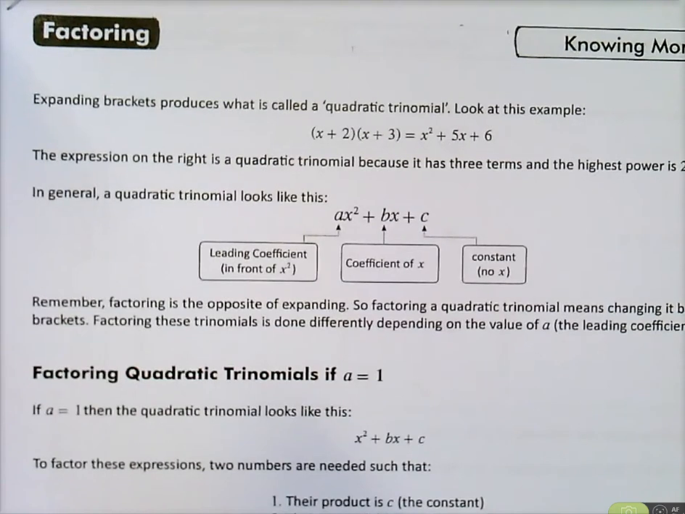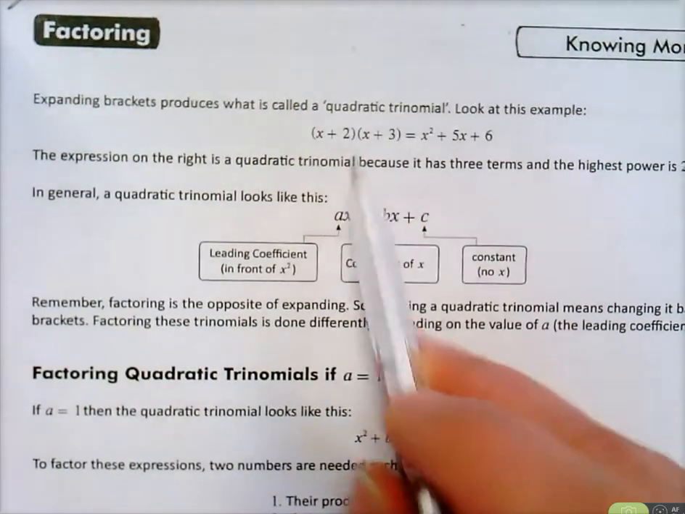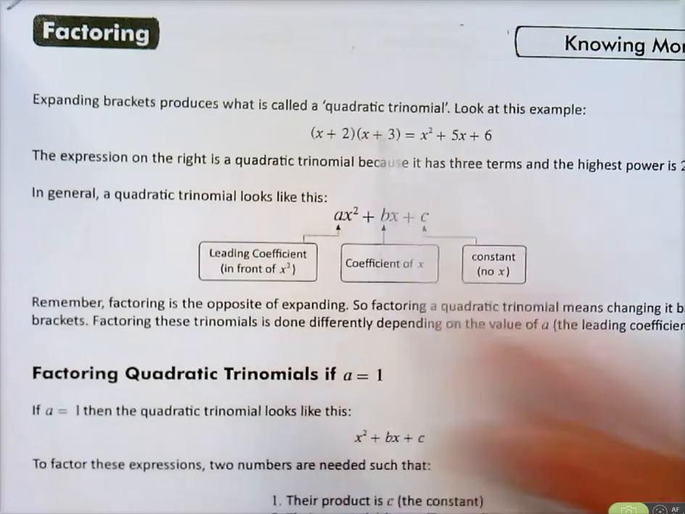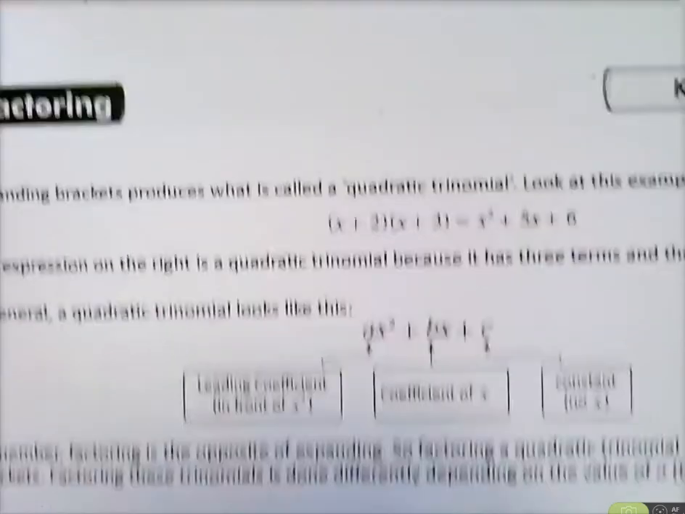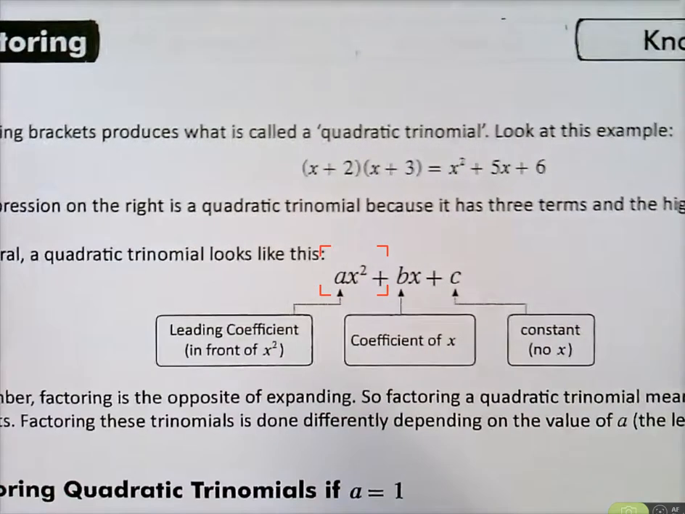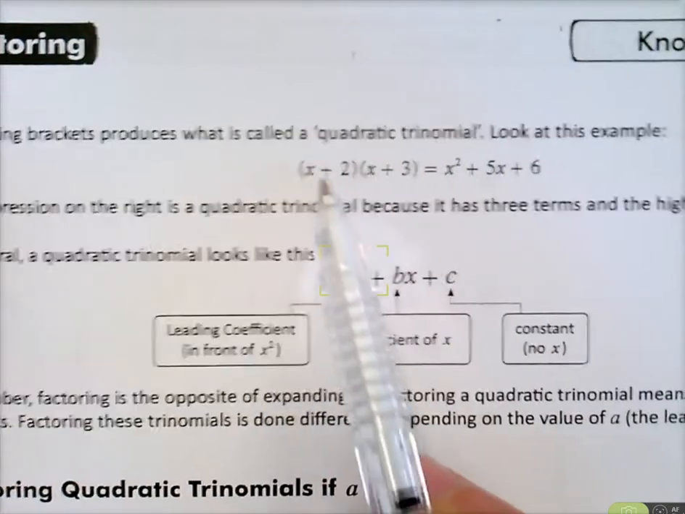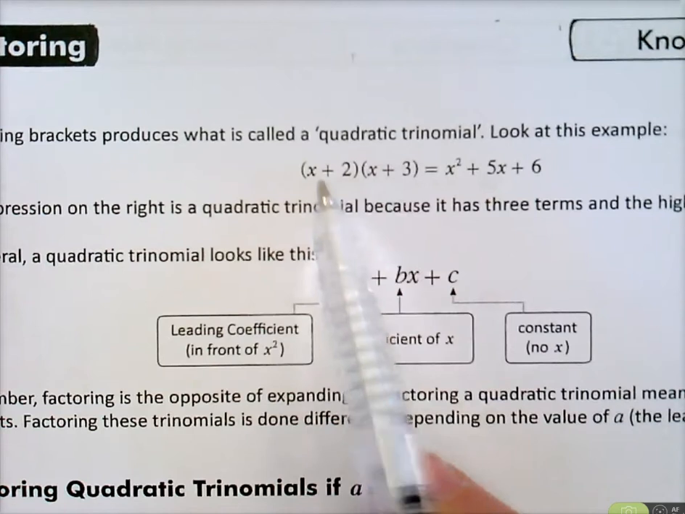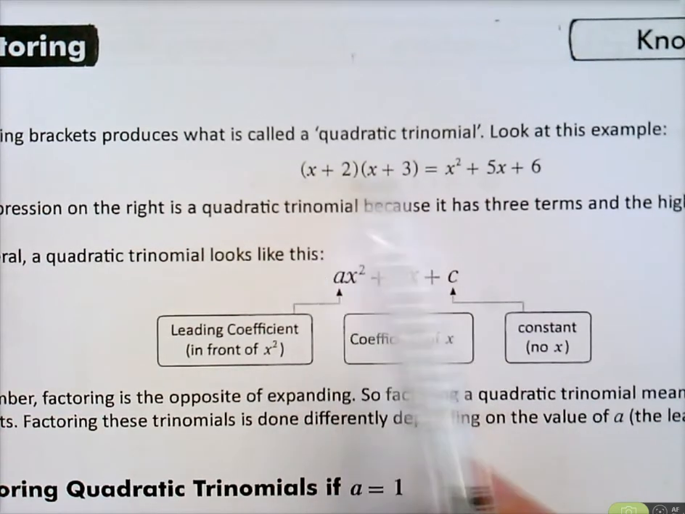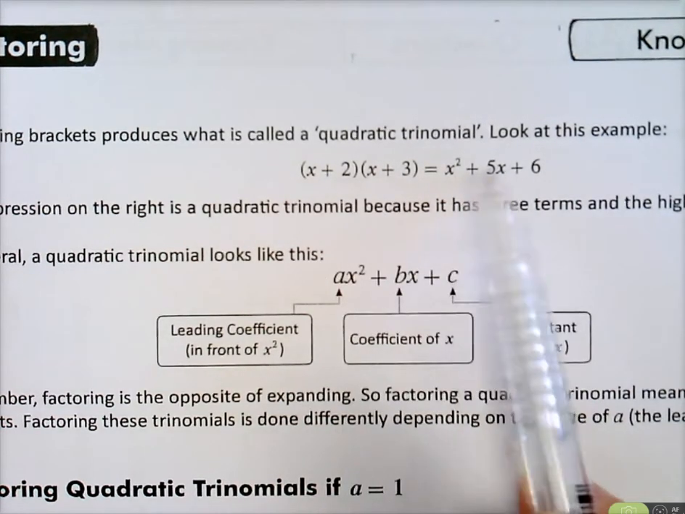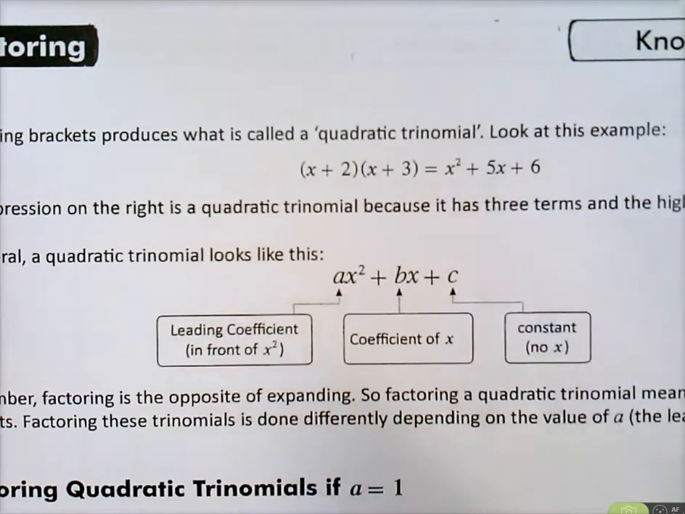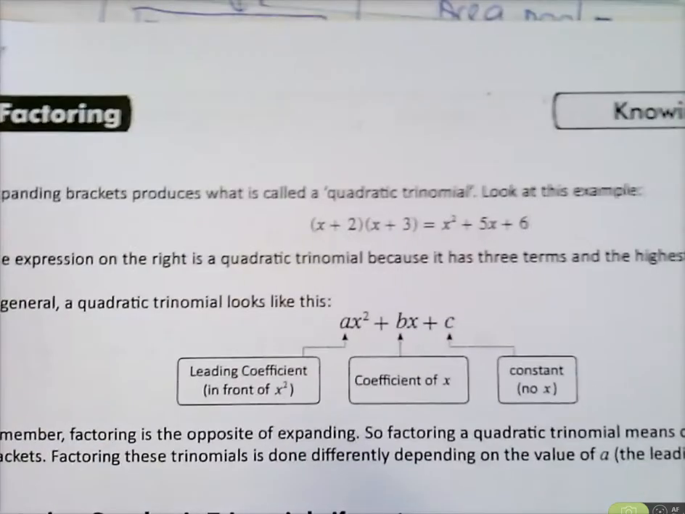Okay, last lesson we looked at expanding brackets like this. x plus 2 times x plus 3 is x squared plus 5x plus 6, as you can see there. Here we expanded a product of binomials. Here we've got 3 terms on the right, and it's called a trinomial.